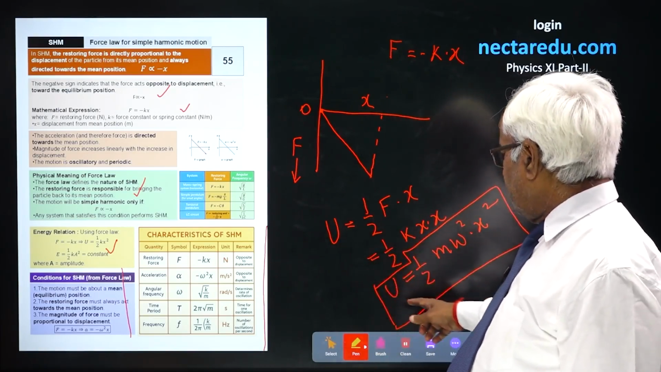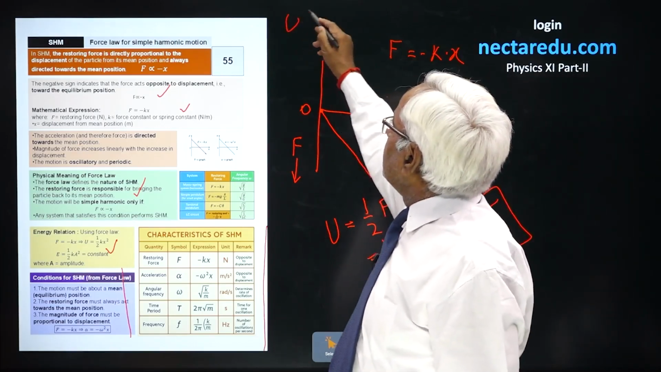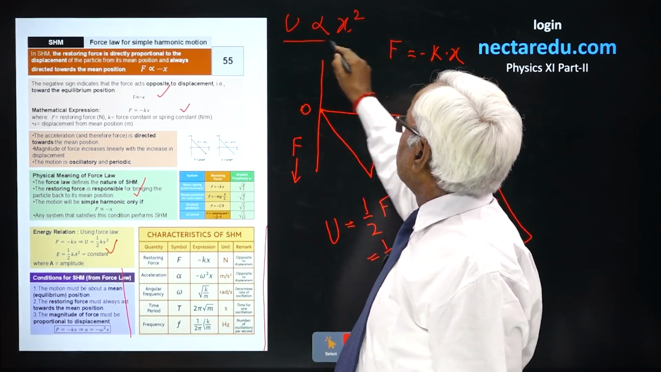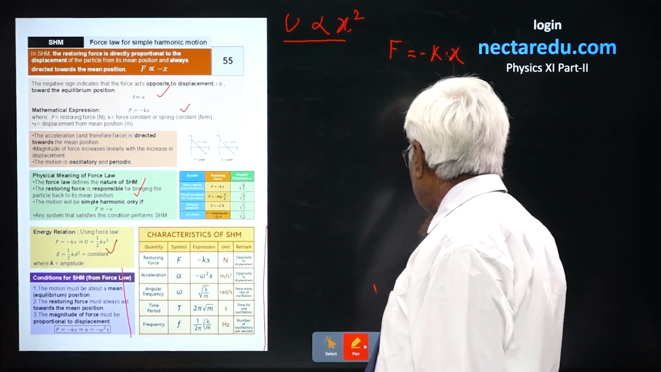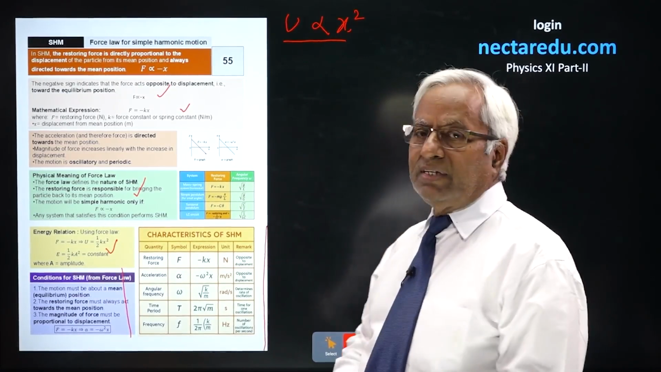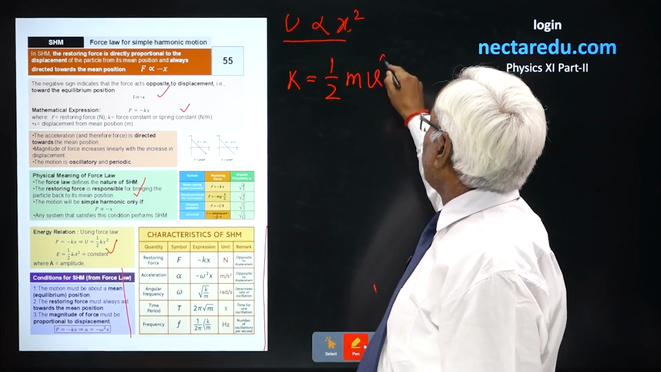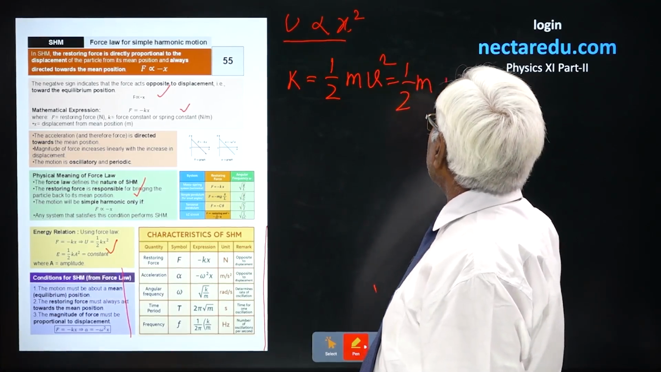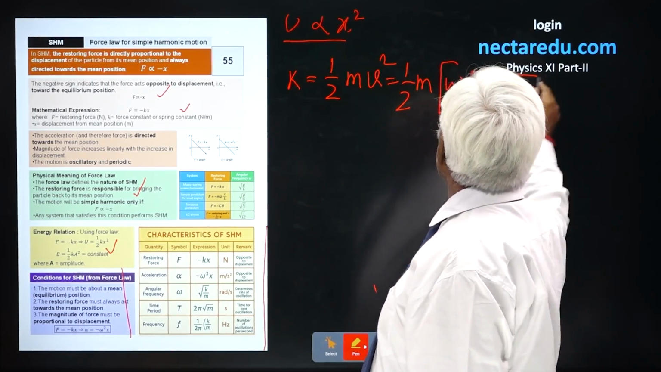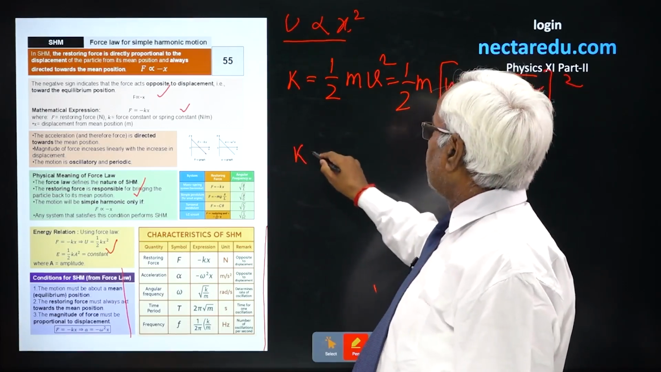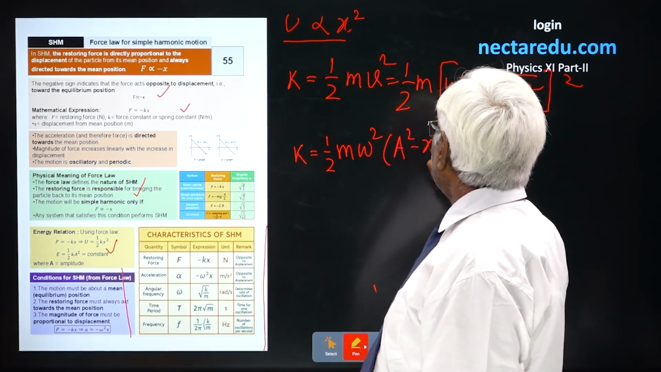For the potential energy, we have derived one term that is proportional to x square. So, the important feature that you get here is that potential energy is directly proportional to the square of the displacement. That is, you could say, a parabolic relation. Now, we try to find the term for kinetic energy. Kinetic energy, you know, is half mv square, and here the velocity is given by omega root a square minus x square. If you square the whole thing, you are going to find the term for kinetic energy, that is half m omega square times a square minus x square.